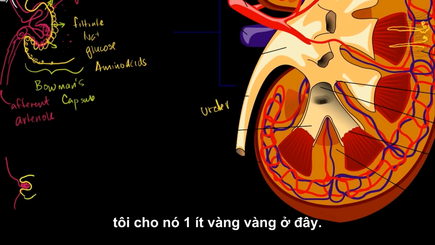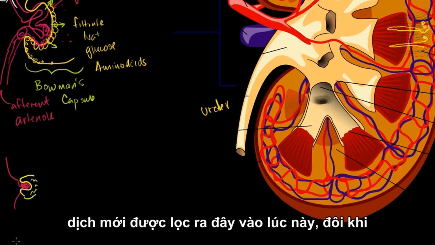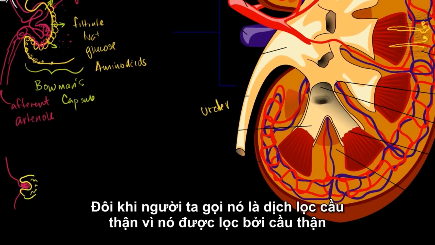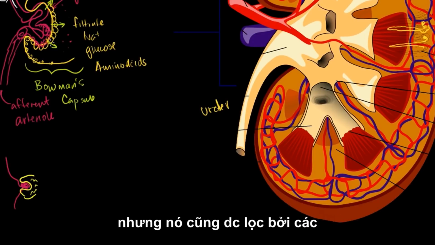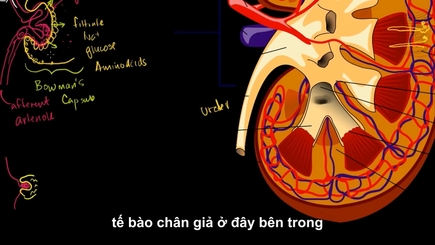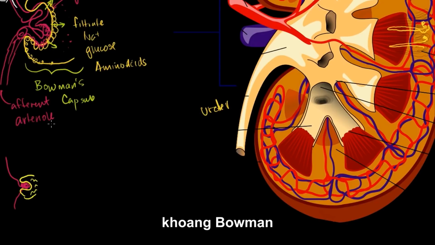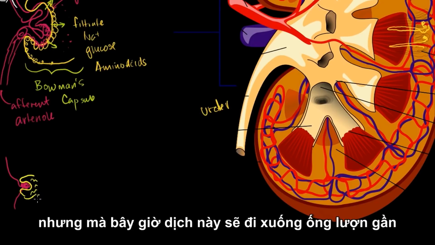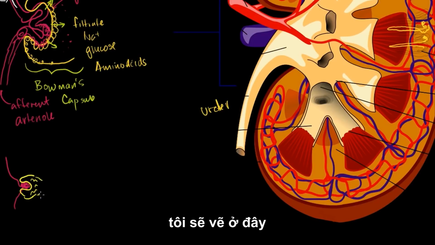I'll make it a little bit yellow, so that we have our filtrate right here. That's the filtrate that just comes out at this point. Sometimes it's called the glomerular filtrate because it's been filtered by the glomerulus, but it's also been filtered by the podocyte cells on the inside of the Bowman's capsule. But now it's ready to go to the proximal tubule. So the proximal tubule sounds like so, let me draw something like this.